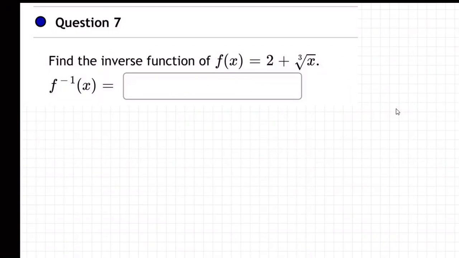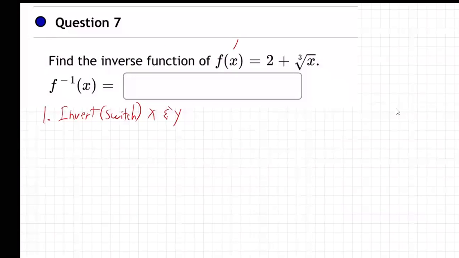Okay, so we are finding the inverse function of this function. Again, there's two steps for finding an inverse function. Step number one, invert or switch x and y. Because it's an inverse function, which means it's an inverting, a switching of x and y. So that's the first step.